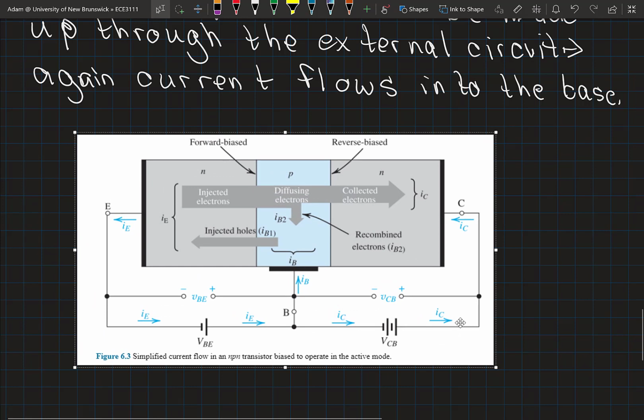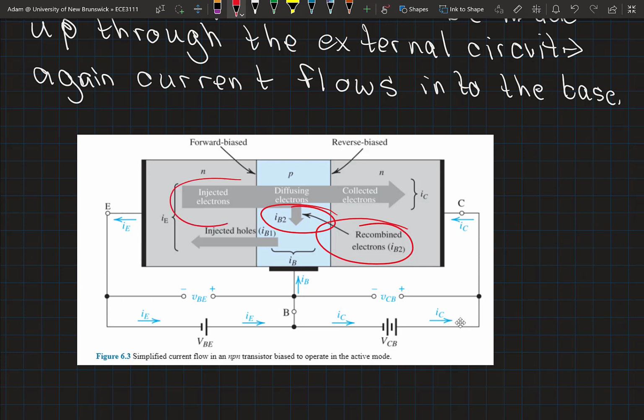We see that we have this base current due to recombination. So some of these electrons that were injected from here didn't make their way to the collector. You'll note, if you look at the width of this, this is why it's depicting that the emitter current is slightly larger than the collector current, due to these electrons that are recombined with holes in the base. So that is contributing to a little bit of base current.